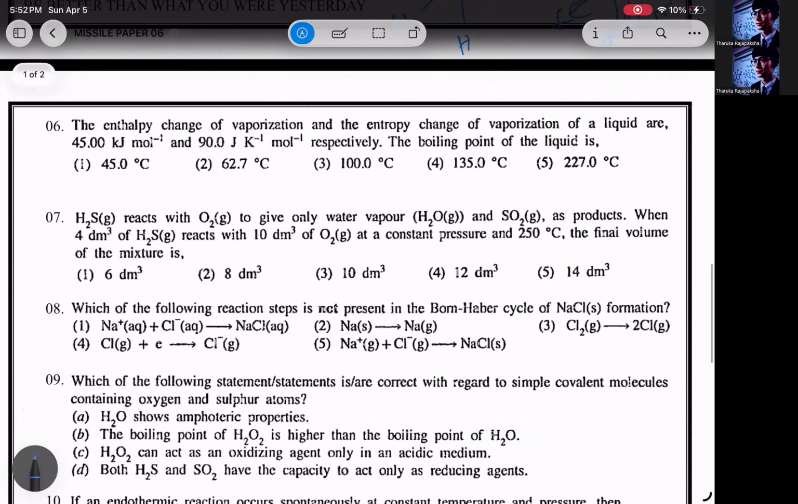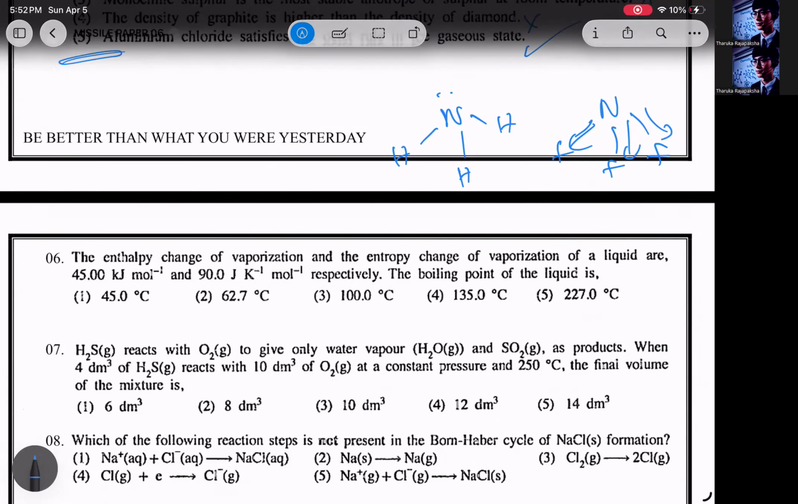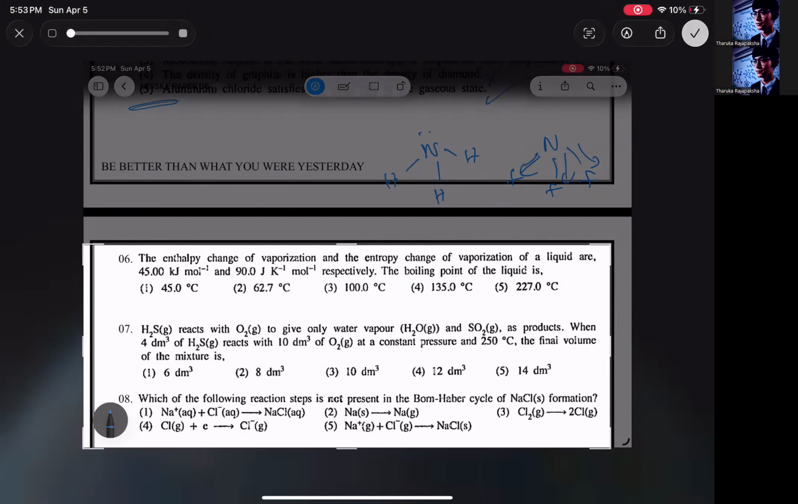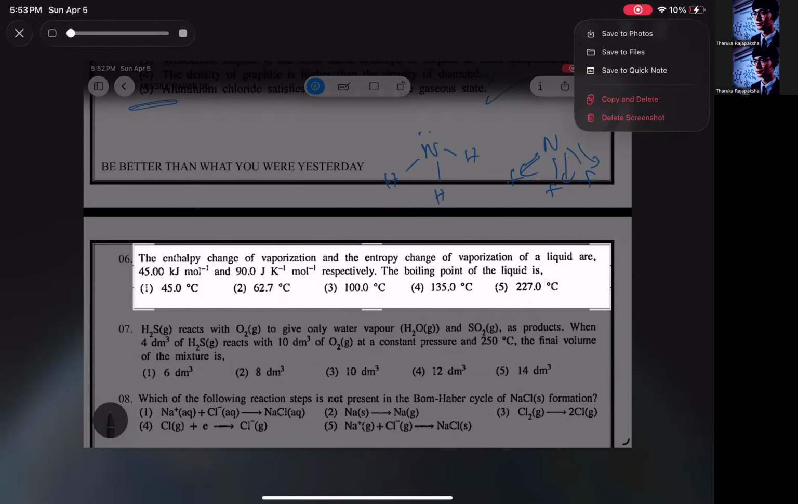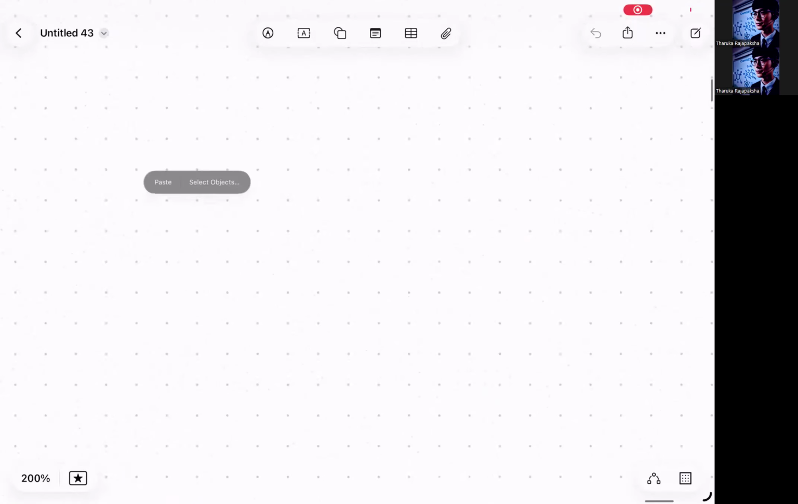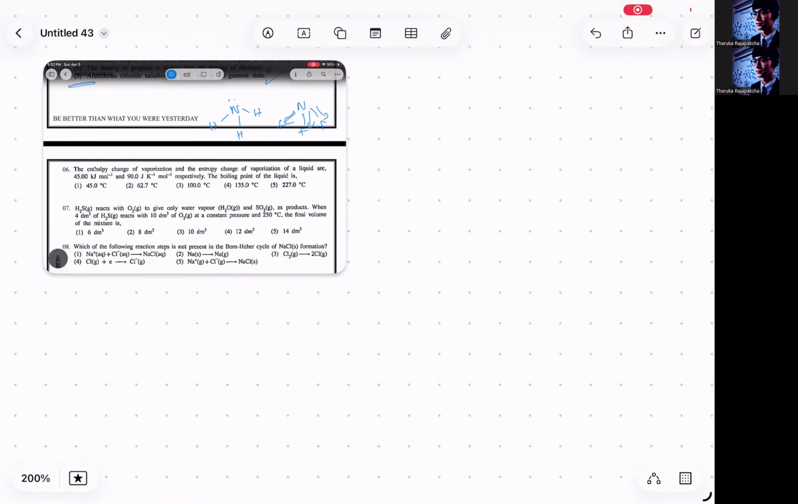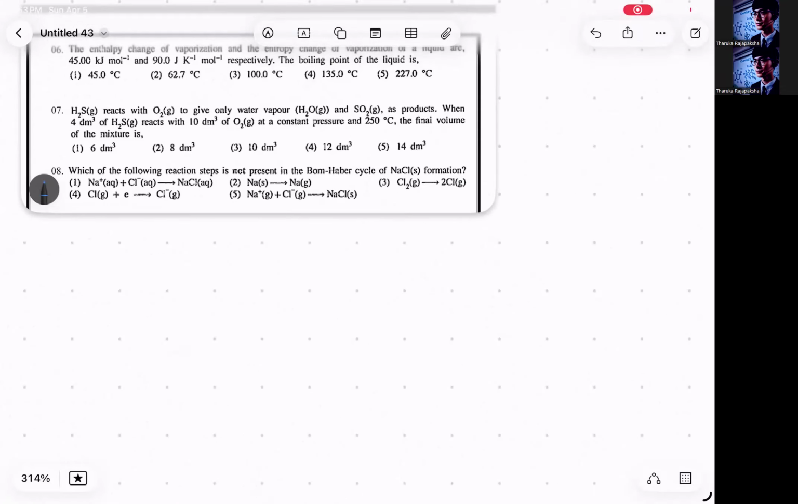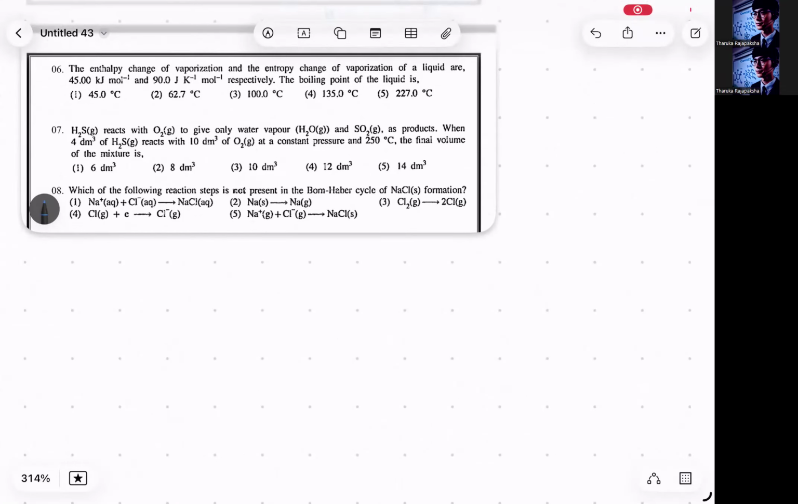Sixth one, the enthalpy change of vaporization of the liquid. What are the enthalpy change of vaporization and entropy change of vaporization? Okay, let's look into that question. Alright. So in this case, the sixth one, the enthalpy change of vaporization is this much. Entropy is also given. They're asking what is the boiling point.